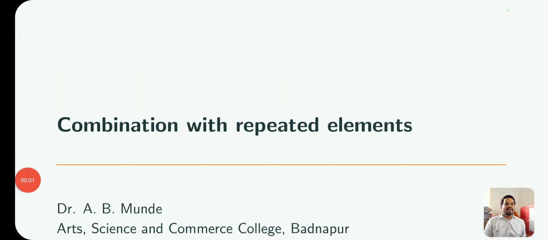Good afternoon, everyone. In the last lecture, we discussed the examples on combination. These examples are very basic, which depend on the formula n factorial divided by r factorial into n minus r factorial. Today we will see the combination with repeated elements, but before that we will see some examples that we can also solve by using the basic formula.